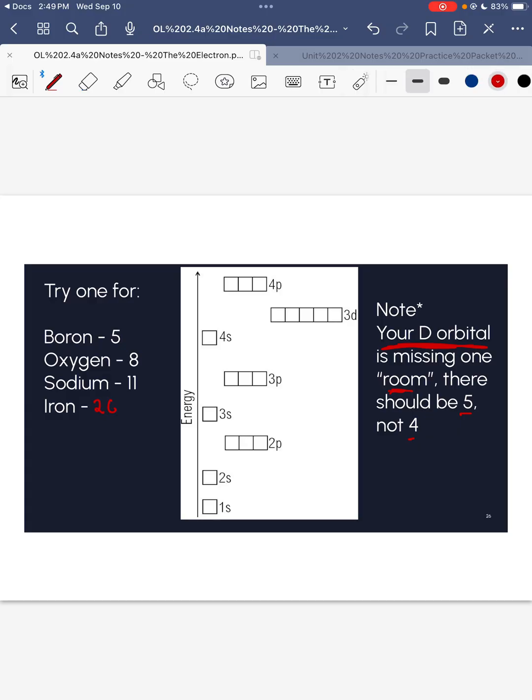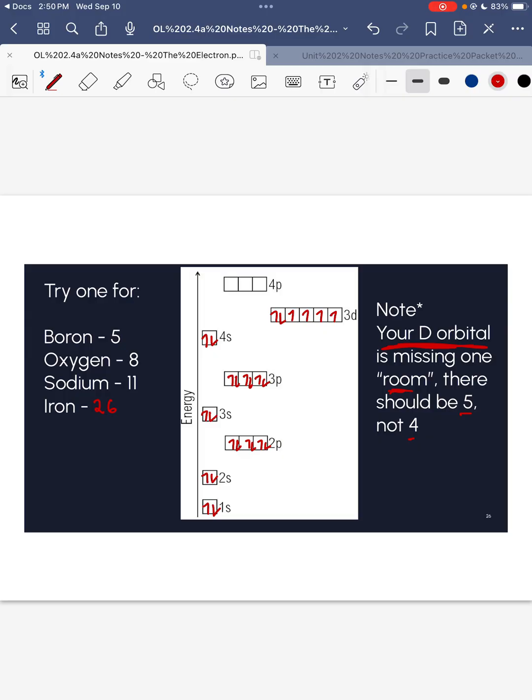Iron has 26 electrons. 1, 2, 3, 4, 5, 6, 7, 8, 9, 10, 11, 12, 13, 14, 15, 16, 17, 18, 19, 20, 21, 22, 23, 24, 25, 26. See how careful I am to follow all the rules, Hund's rule, Aufbau principle, and Pauli exclusion principle as I'm filling those out. So this is the orbital diagram for iron, this drawing here.